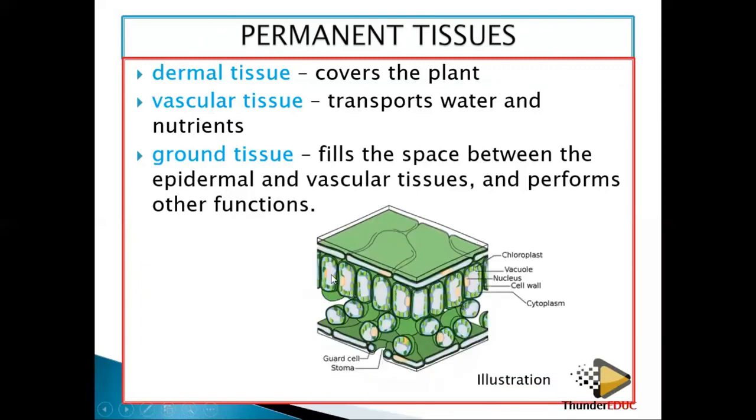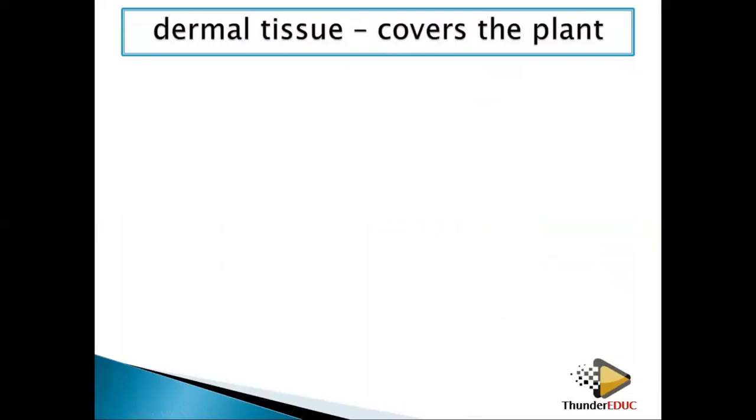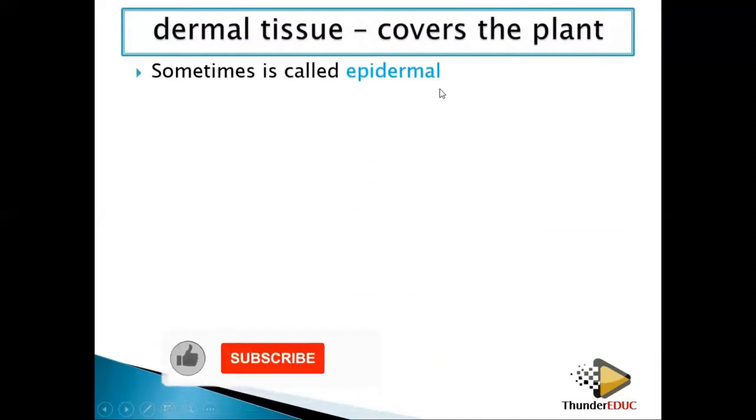If you look at them, you have this outside part. You'll find that you have the dermal cells. Yes, there are dermal cells here. Let's look at them one by one. Dermal tissue covers the plant. When it covers the plant, sometimes it's called epidermal. Epi means out or up. So it is sometimes called the outer layer or outer skin.